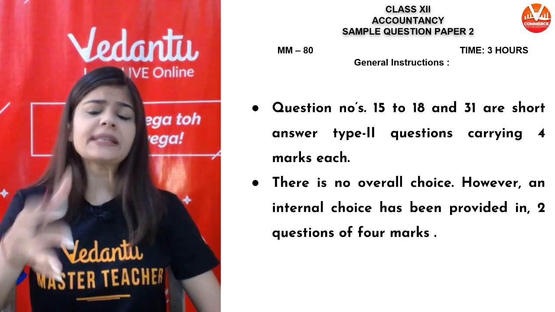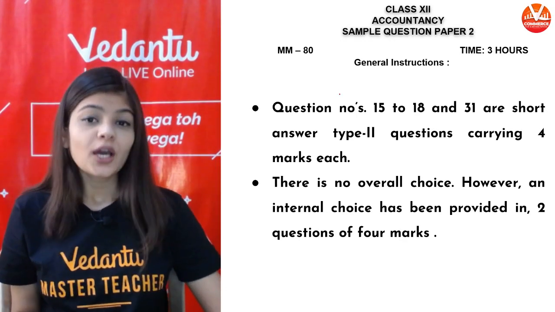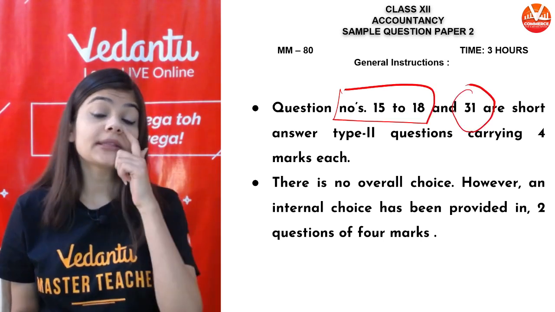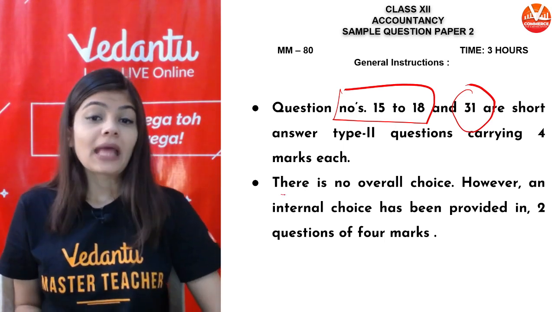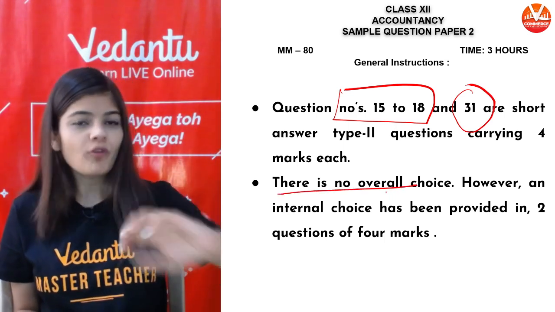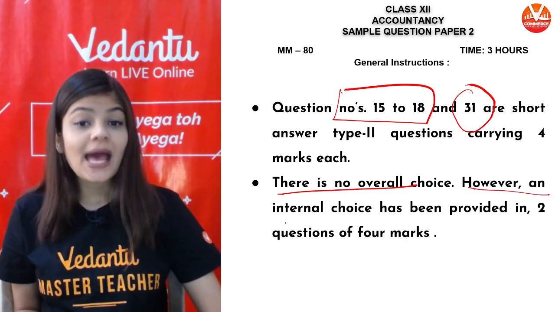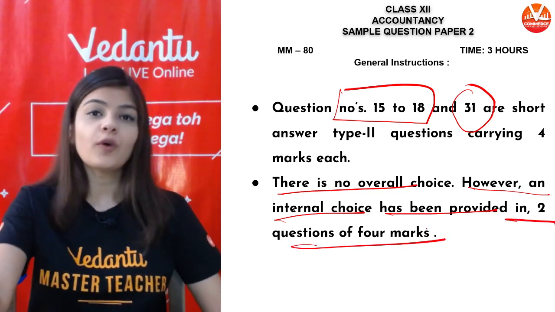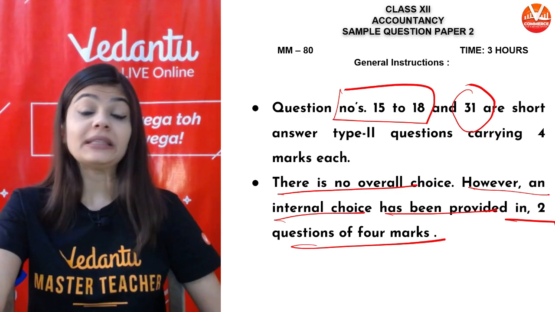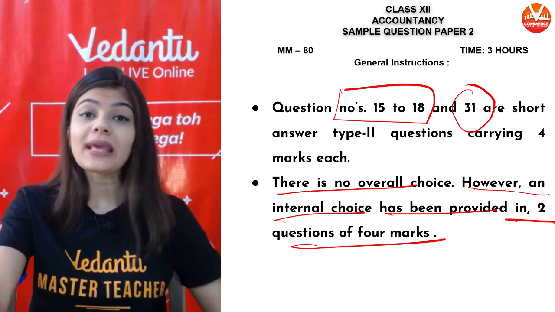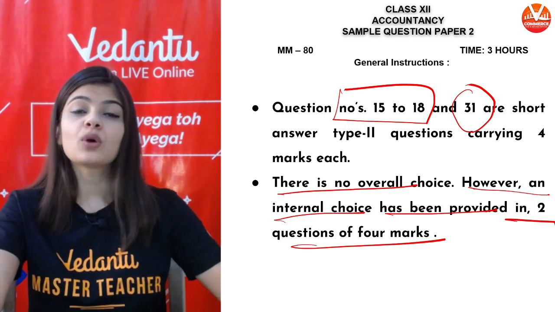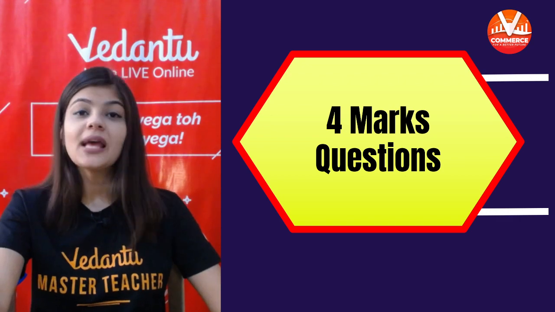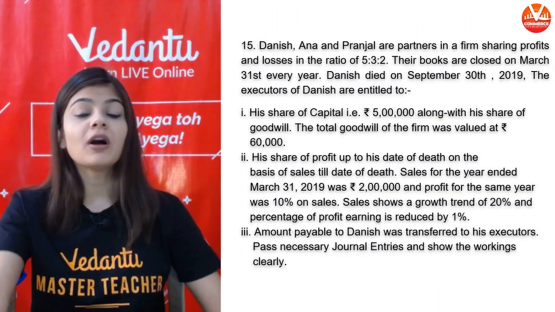Okay. So these are the general instructions: question numbers 15 to 18 will be 4 marks questions and question number 31 will be a 4 marks question. There is no overall choice. However, an internal choice has been provided in 2 questions of 4 marks. So you have to read these instructions very carefully because this will tell you which question is compulsory and which question has a choice. Now starting with the 4 marks questions, our first question will be question number 15.